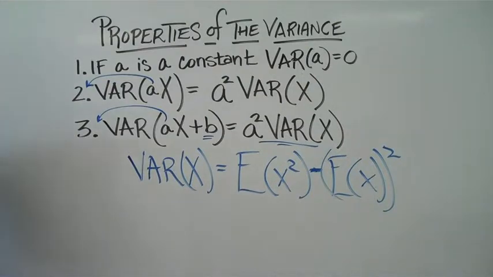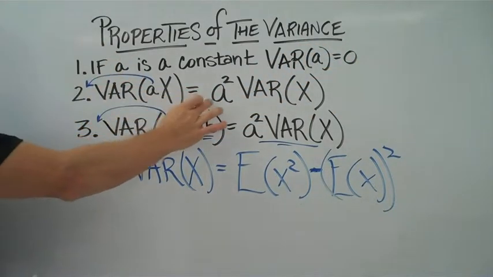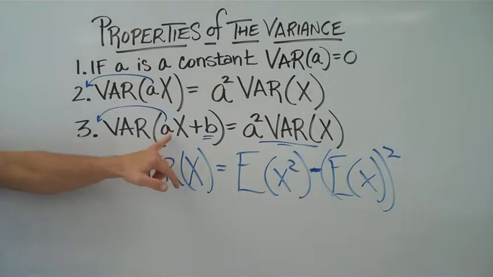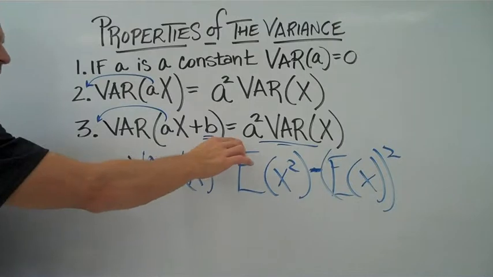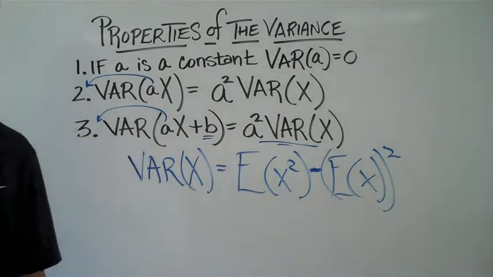So you need to know these. You need to commit these to memory. If a is a constant, the variance of a is 0. If we're talking about the variance of aX, bring the a out front, square it, so it's a squared times the variance of X. If we're doing the variance of aX plus b, it's as if the b doesn't matter, bring the a out in front, it's a squared times the variance of X. Let's do some examples so this becomes more concrete in your mind.